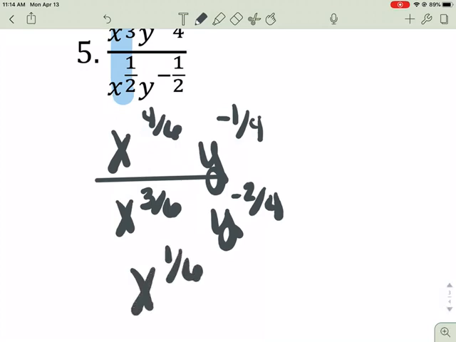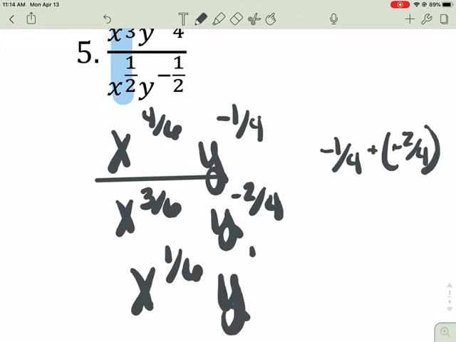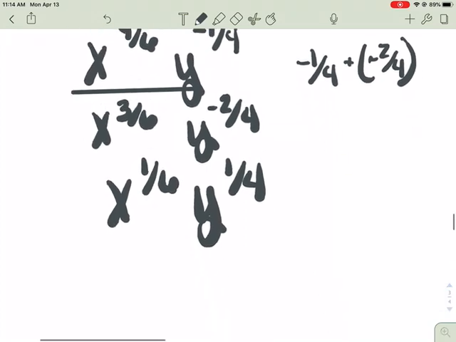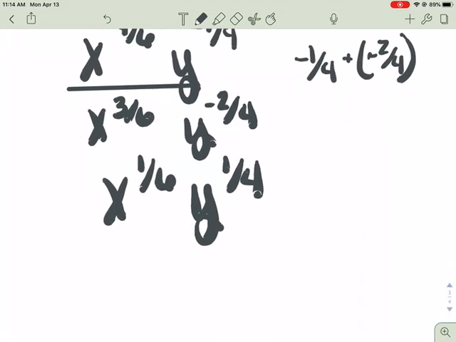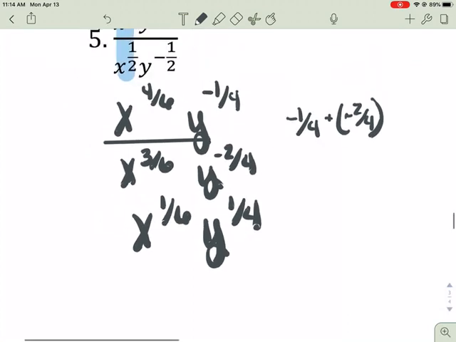Negative 1/4 minus negative 2/4. I better write that out. Negative 1/4 minus negative 2/4 is positive 1/4. And that's where I'm going to leave it. You can write it as the 6th root of x times the 4th root of y, but let's leave it like that. That's perfectly fine. All right, try 4 and 6 on your own. Pause the video, and then we'll check our answers.